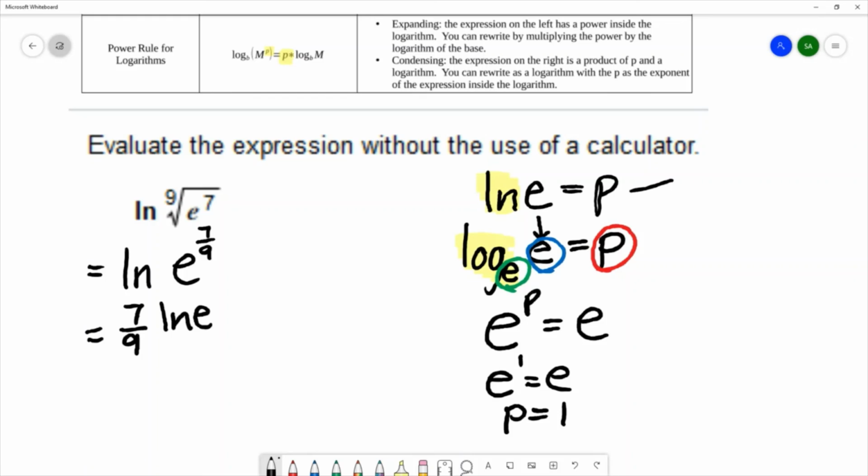Back at the beginning, I let p equal my expression, natural log of e. So natural log of e is equal to 1. Now that I know that natural log of e is equal to 1, I can simplify this to be 7/9 times 1, which is 7/9. So I have my expression, natural log of the 9th root of e to the 7th, equal to 7/9.